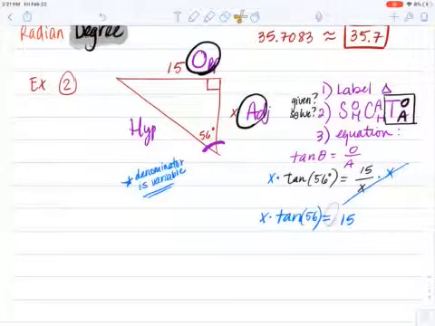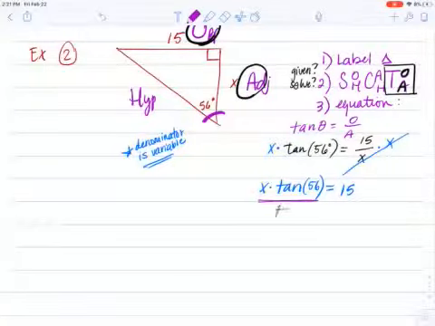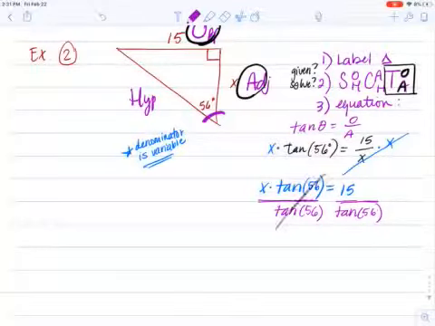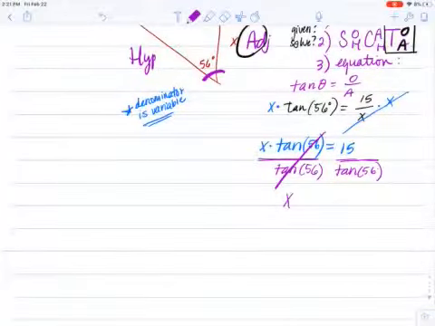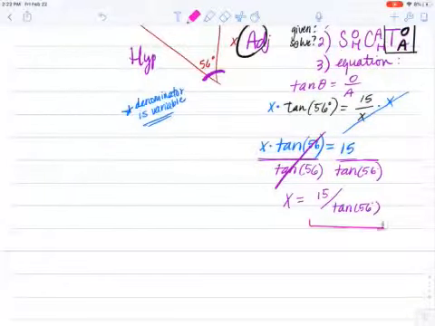However, you do not type x in the calculator. Never type x in the calculator unless you're doing like a graph or something, okay? I'm still trying to solve for this. So what I have to do now is divide both sides by tangent of 56. The reason I'm doing that is because I'm trying to isolate the variable. So I'm trying to get x by itself, which successfully does that on the left. And on the right, I have 15 divided by tangent of 56 degrees. So this right here is exactly what you're going to type into your calculator.